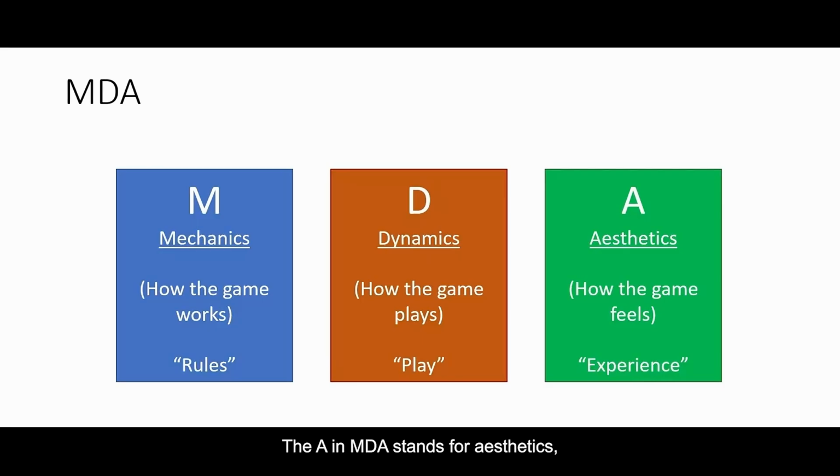The A in MDA stands for aesthetics, which even the authors of the paper admit today is a terrible and unfortunate term because it was not in common use before and makes it sound like we're talking about the visual beauty or artistic composition of a game, and that is not what aesthetics means in the MDA paper. So from here on for the rest of your life, unfortunately, whenever you use the word aesthetics, you'll have to specify whether you mean in the visual sense or in the MDA framework sense.